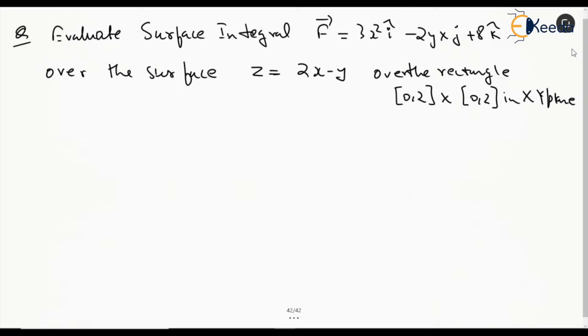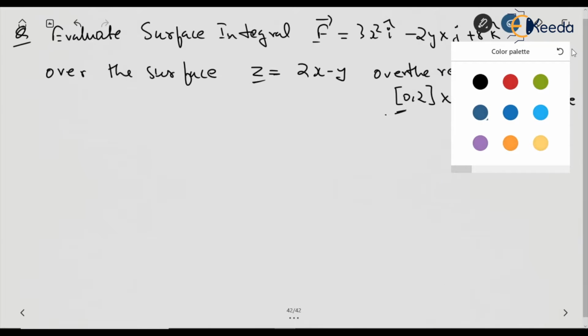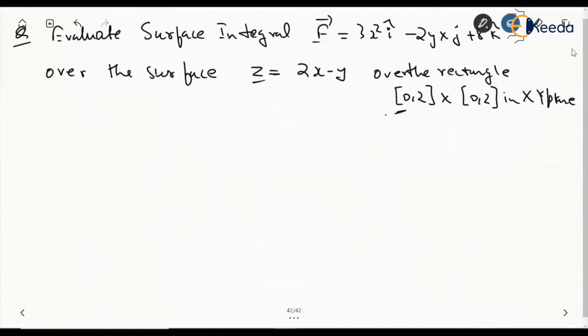So in this question they have given the vector field, obviously they have given the surface. This is the other method we were discussing about, where the surface is given, and they have also given a region over which you have to find the surface integral. So first, let's write the formula.